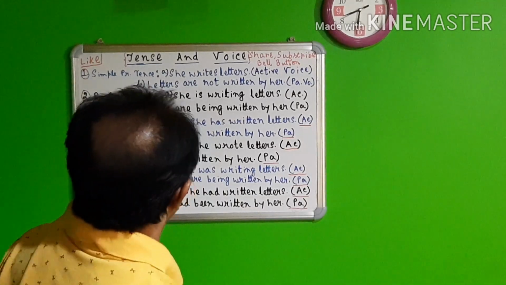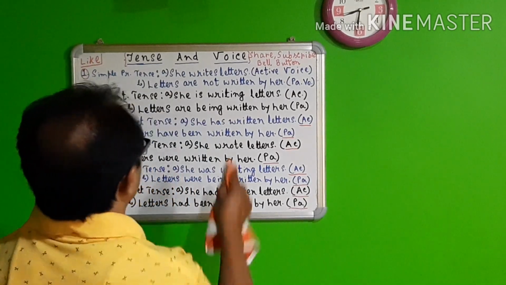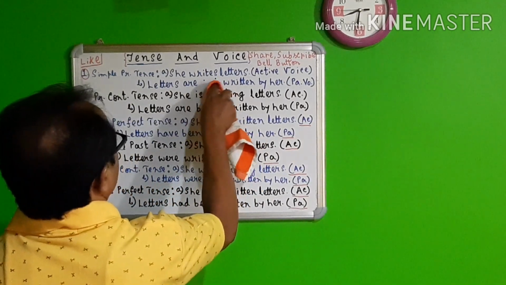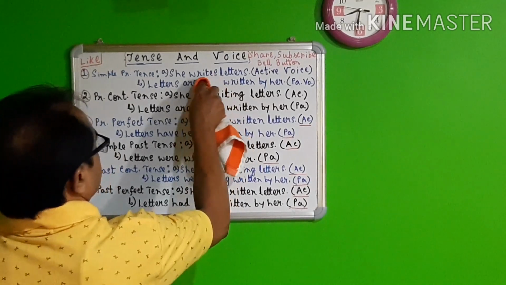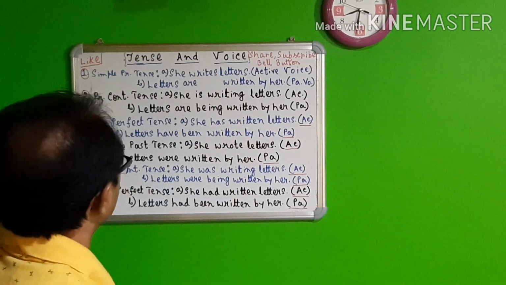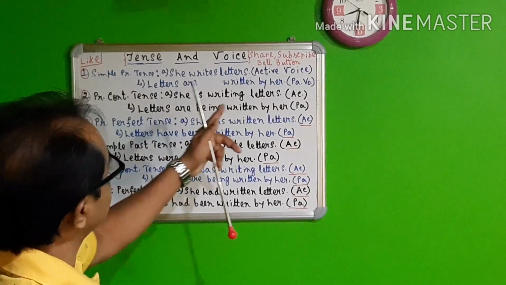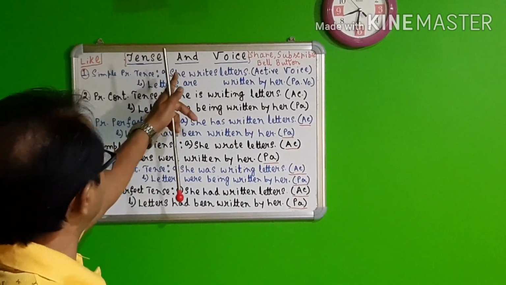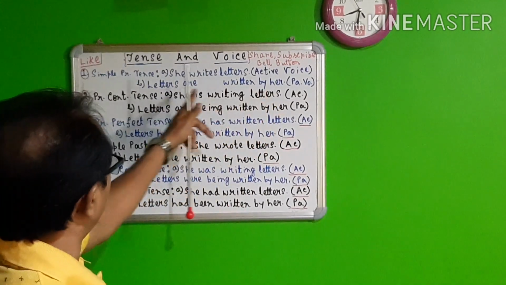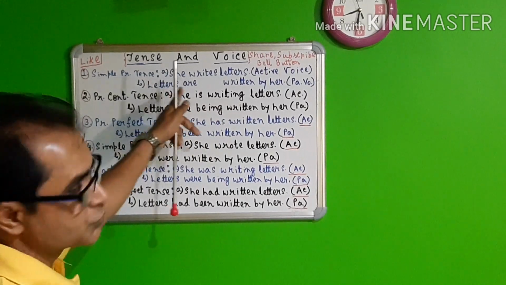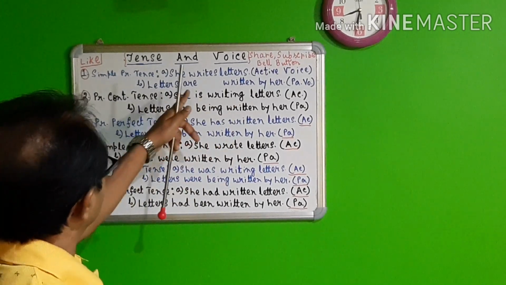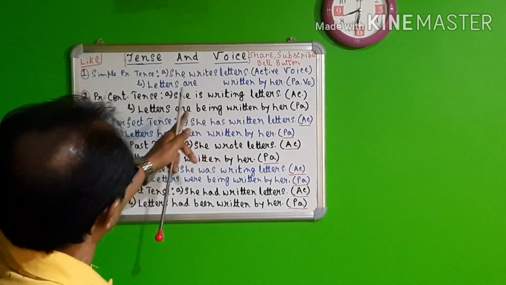Letters are written by her. Not, यहाँ पर एक्स्ट्रा आ गया है. Letters are written by her. हाँ, this is passive voice. पत्र लिखी जाती है उसके द्वारा. So she changes into her. This is passive voice क्योंकि letter जिसको नहीं लिखता उसको लिखा जाता है. Present tense, she writes letters. Letters are written by her.